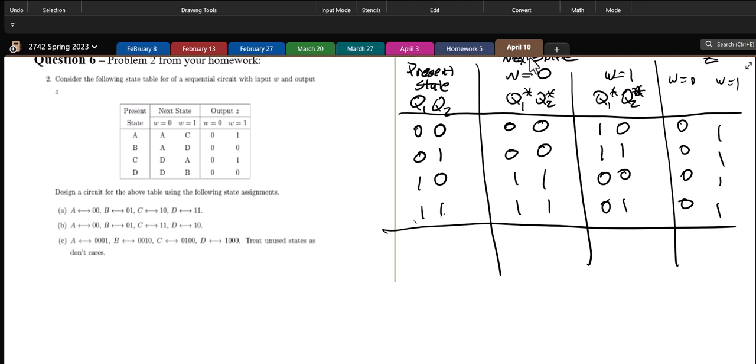Yes? I'm sure I messed up. I don't know. Thank you. So this is supposed to be 0 and this is supposed to be 0. Yes.